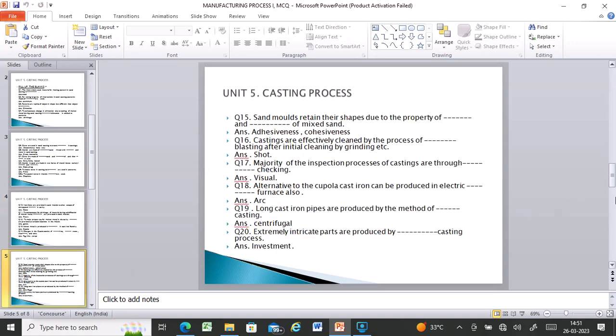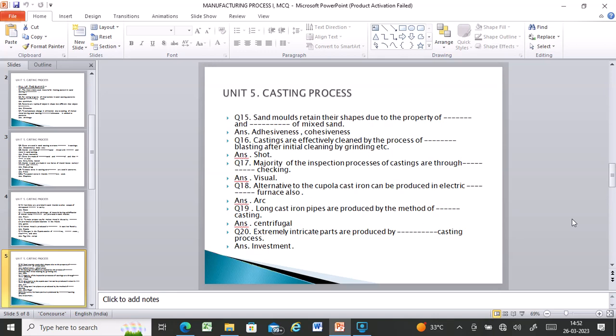Question 15. Sand molds retain their shape due to the properties of dash and dash of mixed sand. Answer: adhesiveness and cohesiveness. Question 16. Castings are effectively cleaned by the process of dash blasting after initial cleaning by grinding, etc. Answer: shot blasting.